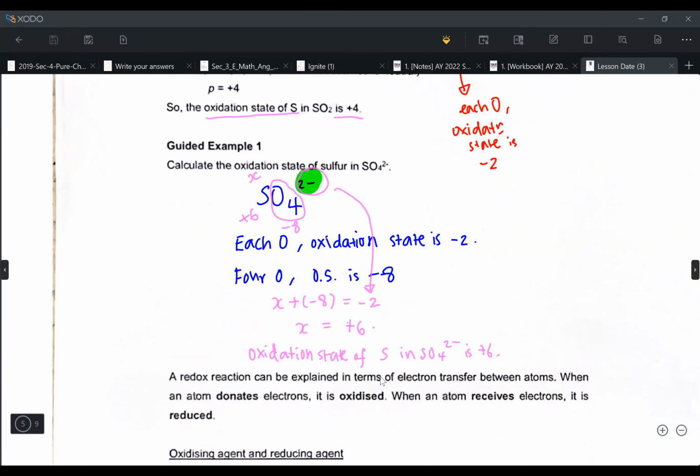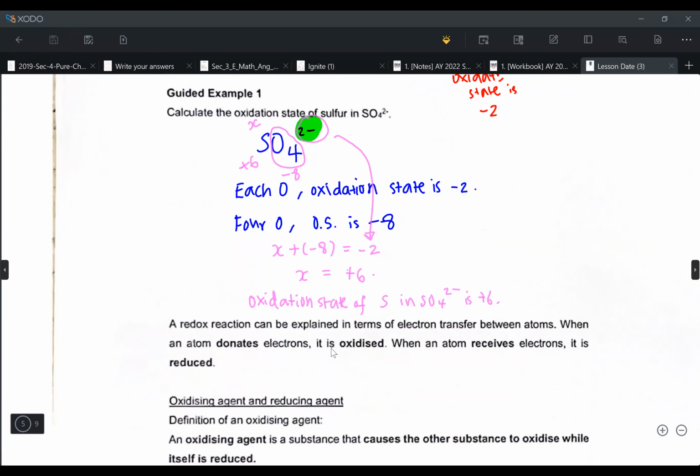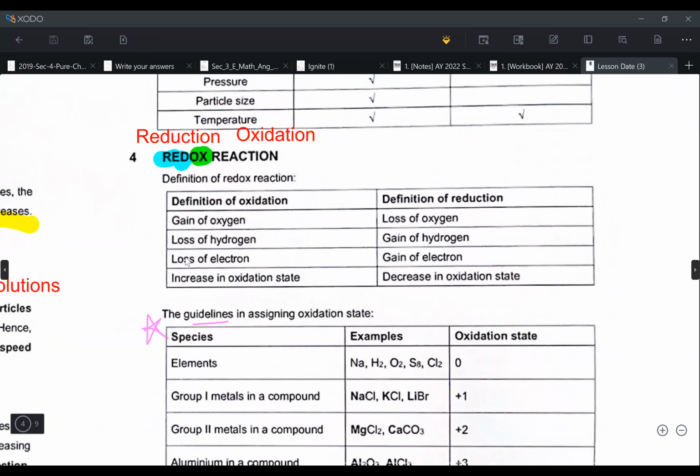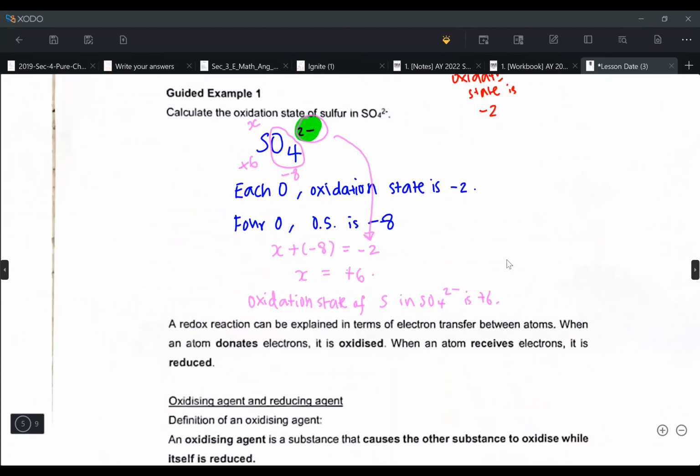Okay, so remember, I go back to the table. For oxidation, it means loss of electron. Just now they said the OIL RIG, I don't know if you all got listen. Oxidation is loss, reduction is gain. But this one they are talking about the electron and hydrogen. So oxidation is loss of electron, reduction is gain of electron, OIL RIG.